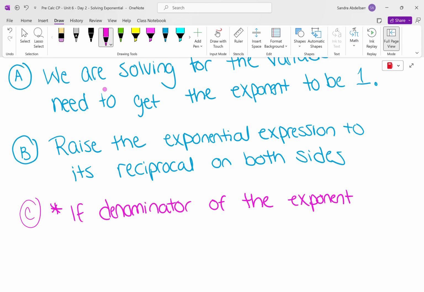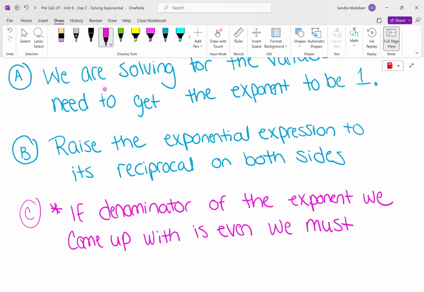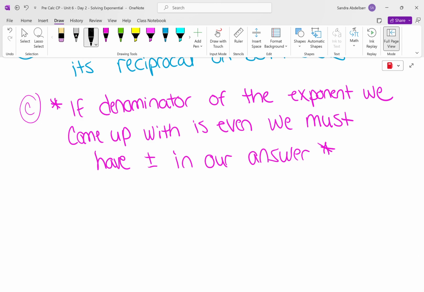If the denominator of the exponent we come up with is even, we must have plus or minus in our answer. And I'll show you what I mean. Okay, I'll show you what I mean here. Let's say I have x squared equals 15.